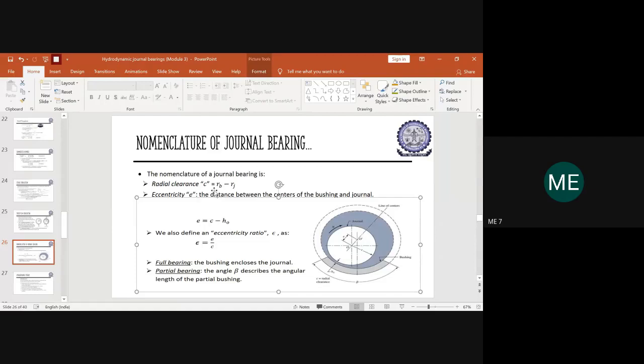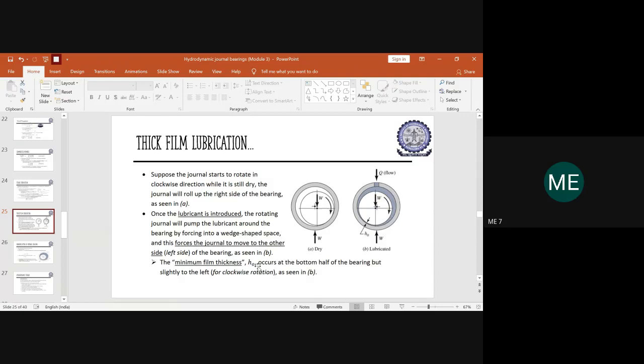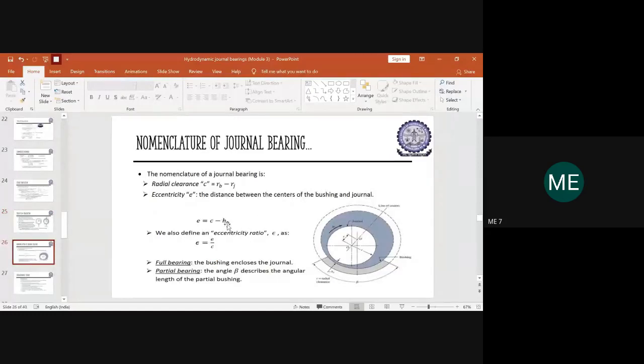After knowing what you mean by the value of C, you should understand what you mean by eccentricity. This eccentricity can be measured by taking the difference between the radial clearance and the minimum film thickness. What we dealt with right now, the minimum film thickness, is H naught, which is measured across the bottom of the bearing between the journal and the bearing, towards the left direction. So that value is our H naught. If you take the difference between the clearance and the minimum film thickness, that will yield us the value of eccentricity.